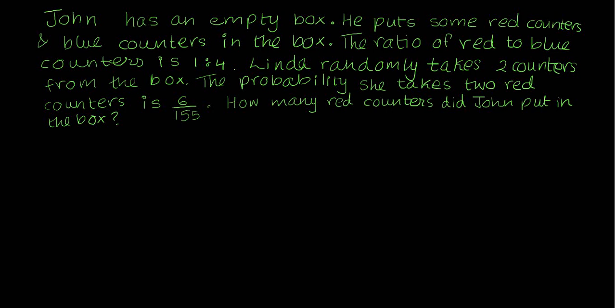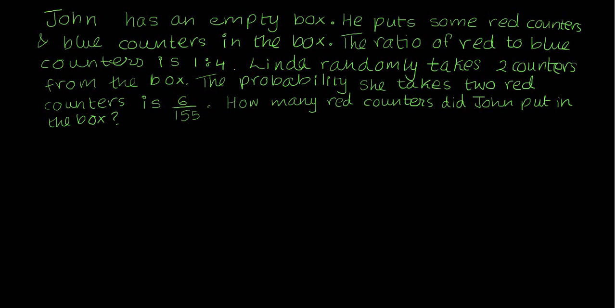Hi everyone, and we're gonna do another exam question today. The question reads: John has an empty box. He puts some red counters and blue counters in the box. The ratio of red to blue counters is 1 to 4.